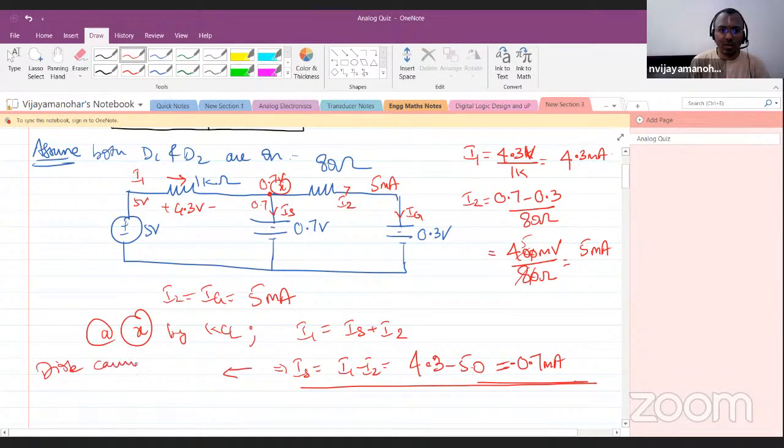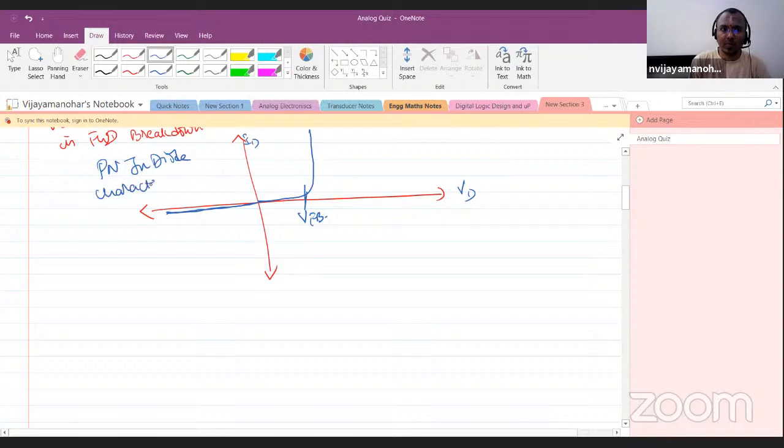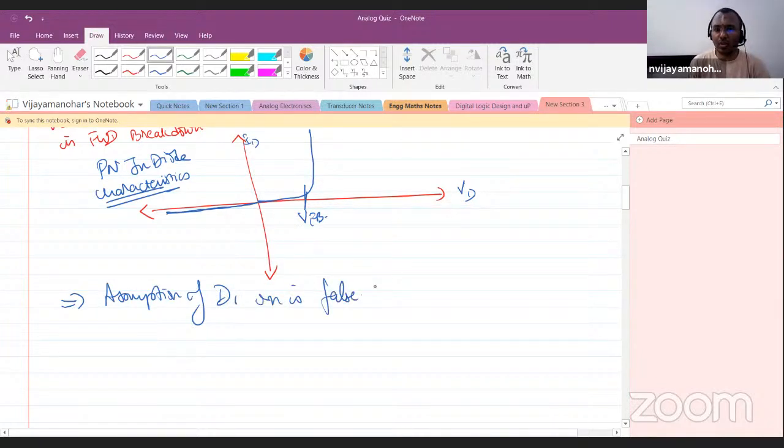A diode cannot have negative current in forward breakdown. Correct. If you look at the VI characteristics of the diode, this is the forward breakdown, so the diode current ID is positive. The diode current cannot be negative here, correct? This is the PN junction diode characteristics, which implies the assumption of D1 on is false. So only D2 is on.